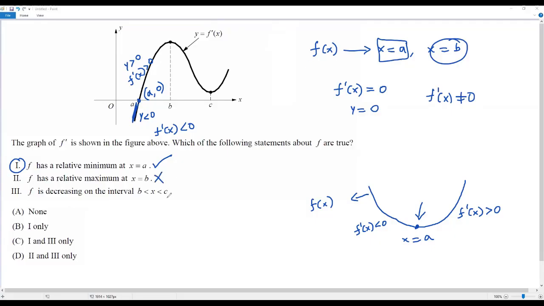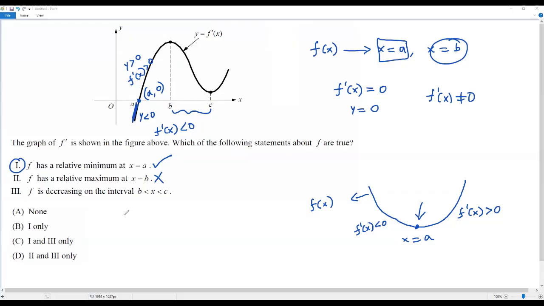Now let's go to statement 3. That is, f is decreasing on the interval b less than x less than c. Let's consider the interval over here. This is the interval mentioned, b less than x less than c. So in this interval, the third statement says the graph of the original function f of x is decreasing. Now to check whether statement 3 is true or false, consider the graph given over here for f prime of x and consider the value of y in this interval b to c.